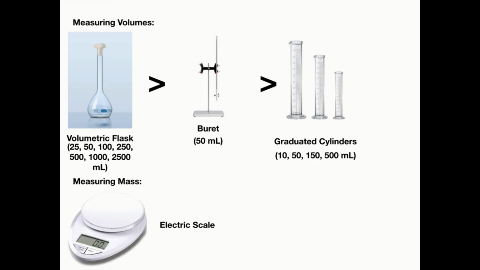If you need to measure a volume that is different from one of those volumes, then the best tool for you to use is a burette. Now remember, we used a burette when we were working with titrations. Now the burette can maximum hold 50 milliliters.